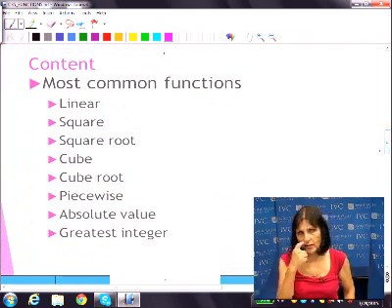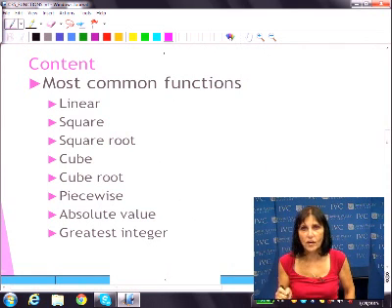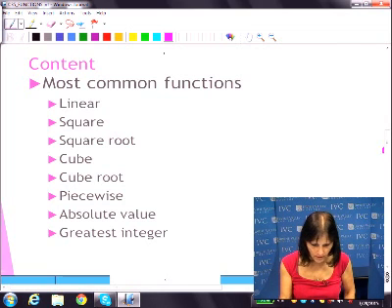And these are the common functions that we're going to go over, from linear all the way to greatest integer function. Okay, so let's get started.